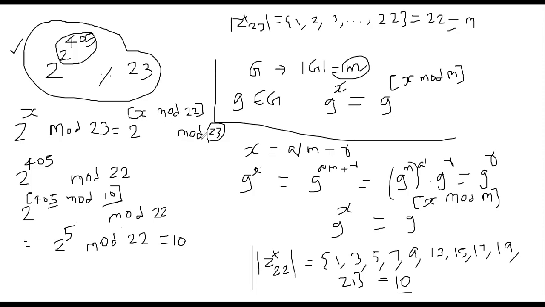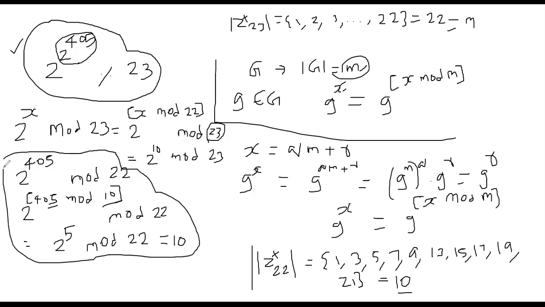So we have 2 power 10 mod 23 as the problem we need to answer, and 2 power 5 was the subproblem. Just to be clear, we already solved the subproblem, which is the reason we have the 10 that we put here. 2 power 5 is 32. 32 mod 23 is 9. 9 into 9 is 81. 81 mod 23 is 12. So we got 12. The answer for this problem is 12. 2 power 405, when divided by 23, the remainder is 12.